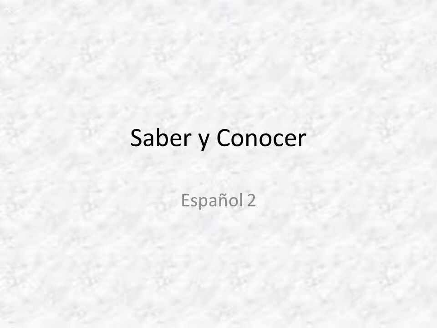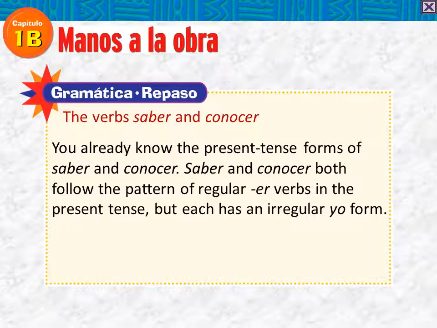Two verbs that mean to know. Let's figure out the difference. Okay, so you already know the present tense forms of these verbs, I hope, saber and conocer. They're both irregular in the yo form. We'll take a look at those in a few moments.